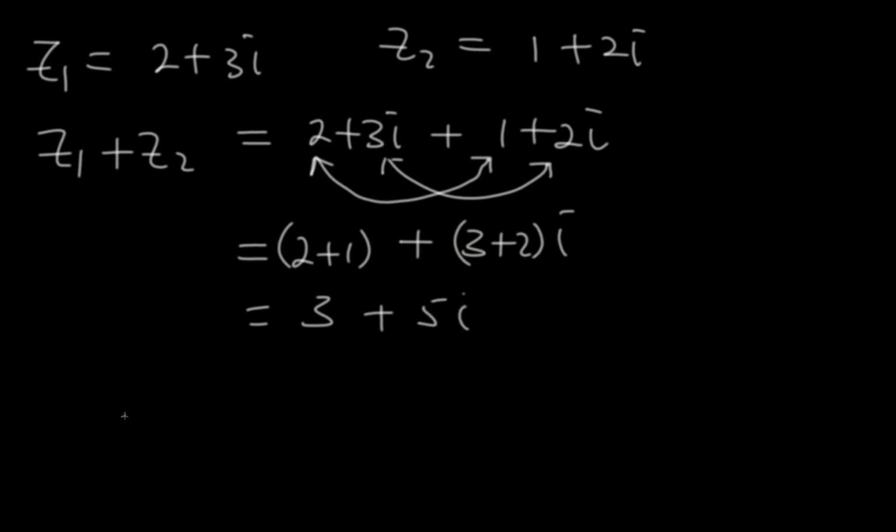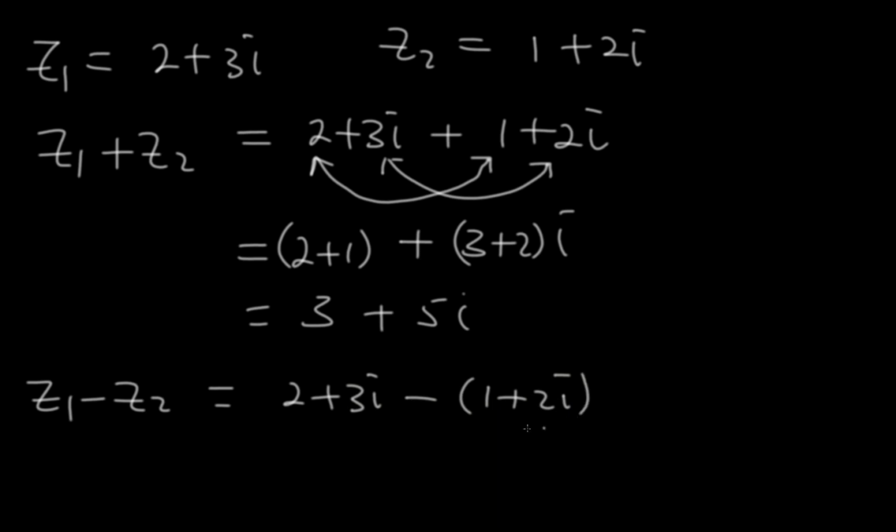Okay, so z1 minus z2 on the same side is equal to 2 plus 3i, then minus 1 plus 2i. So this is the same as saying 2 plus 3i, and we distribute this negative equally throughout this bracket, and that is minus 1, then minus 2i. 2 minus 1, that is a 1, and 3 minus 2, that is i. Okay, that was example number 1.